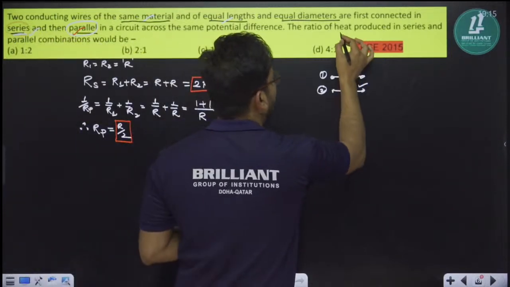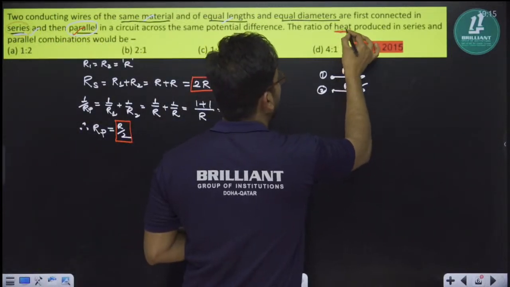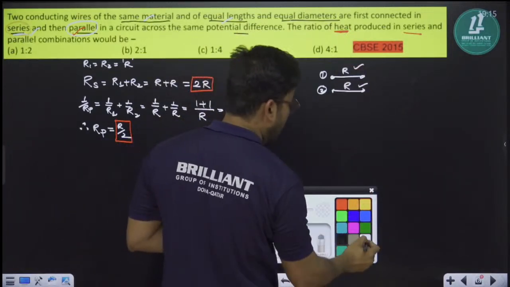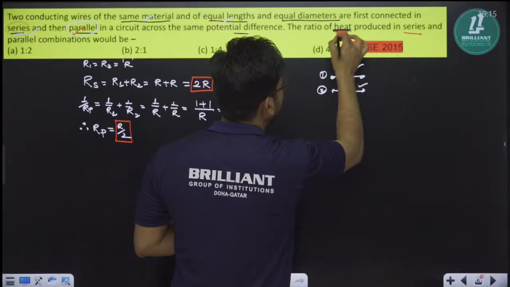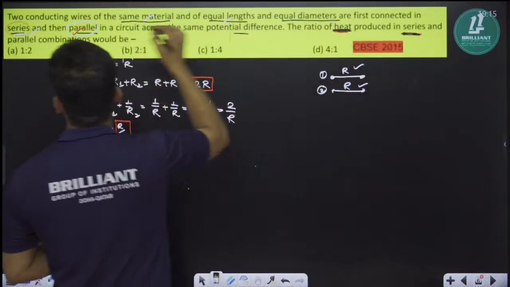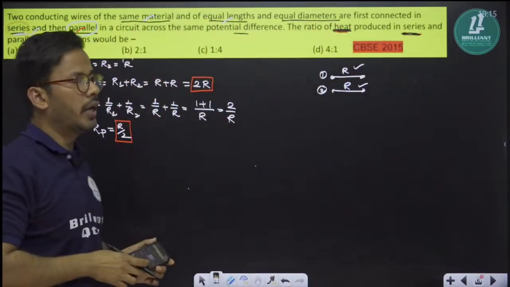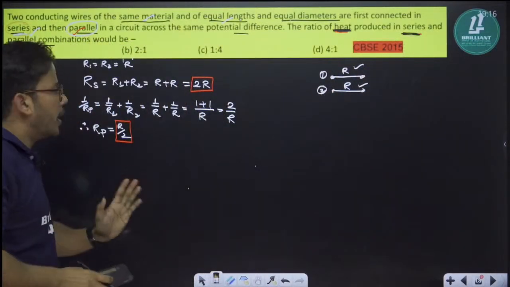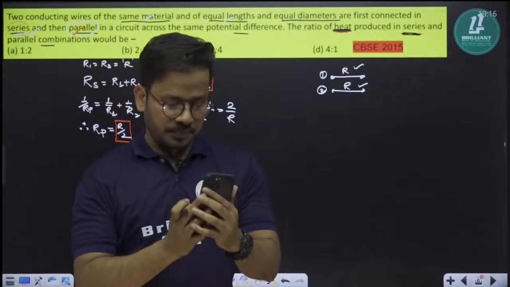They're asking to find out the ratio of heat produced in series and heat produced in parallel. Okay, and to find out the ratio of heat produced in series and parallel, what is going to be its answer?